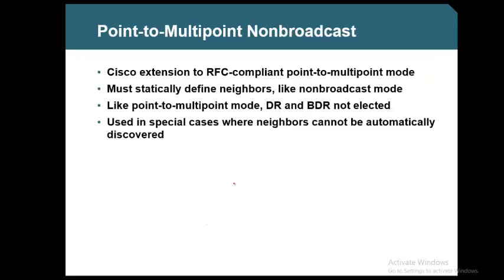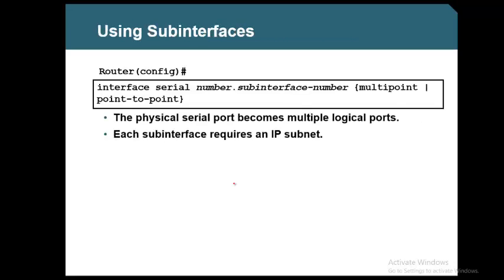Next is point to multi-point non-broadcast. This is Cisco's, in which there is no DR/BDR election. Neighbors need to be statically configured, and the timers are the same, 30 and 120. All should be in the same subnet. This works on both physical and serial interfaces.